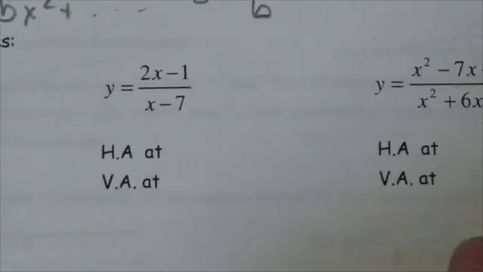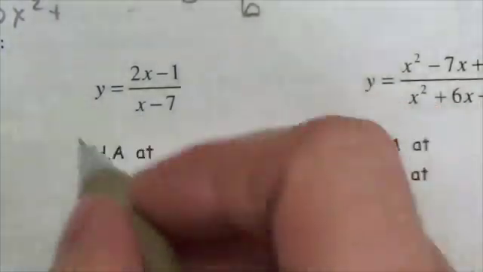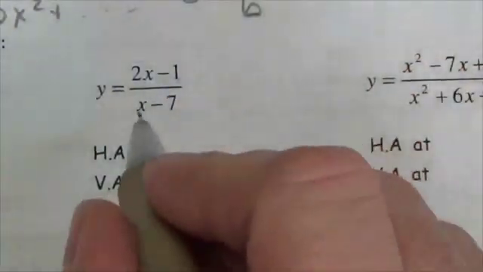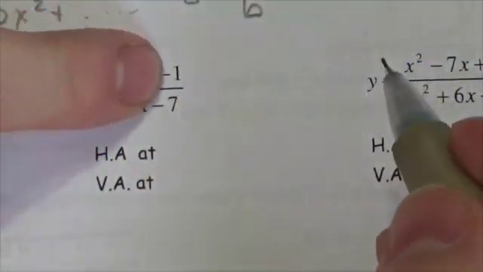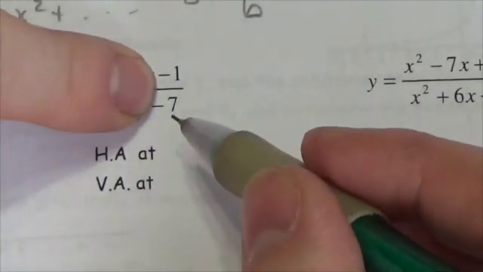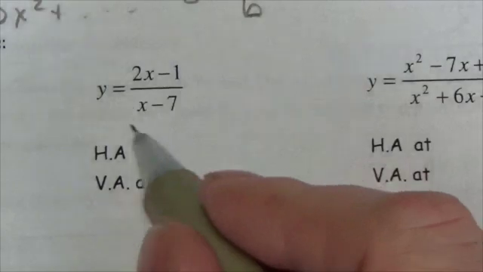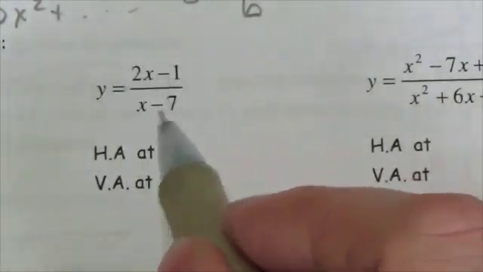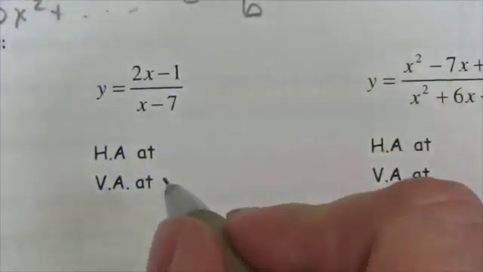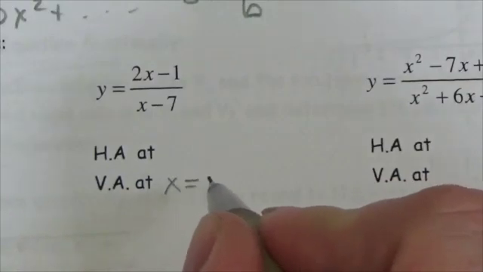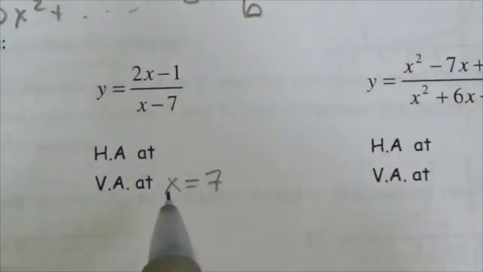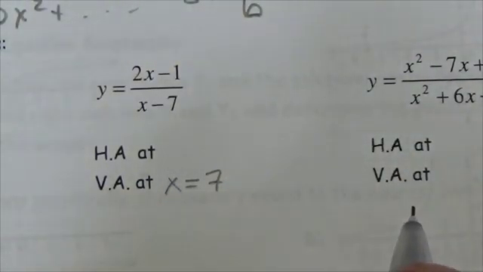Now let's take a quick look at this one over here. This one is going to be undefined when x is equal to 7. Not at 0. If you plug 0 into this, you're going to get negative 1 over negative 7, which is just 1/7. There's not a problem with 1/7. But if you plug 7 in, you're going to get 13 over 0. Well, that is a problem. So 7 is not acceptable, so we're going to get a vertical asymptote at x is equal to 7.